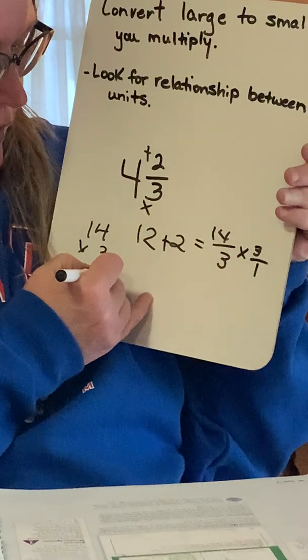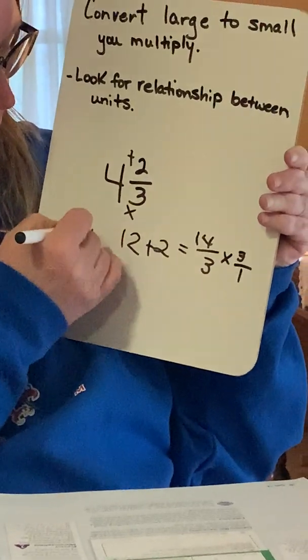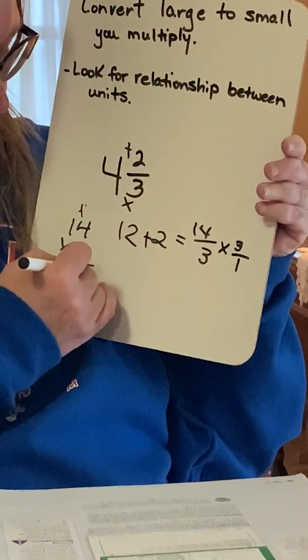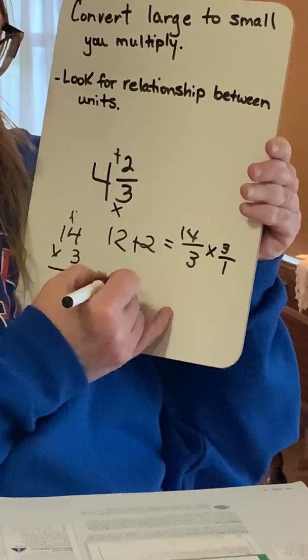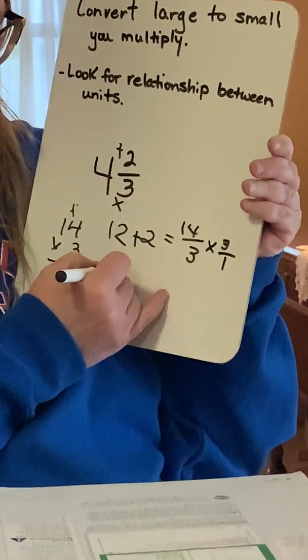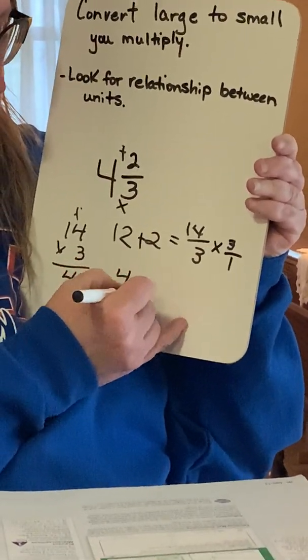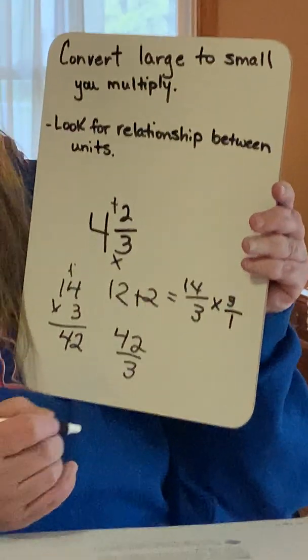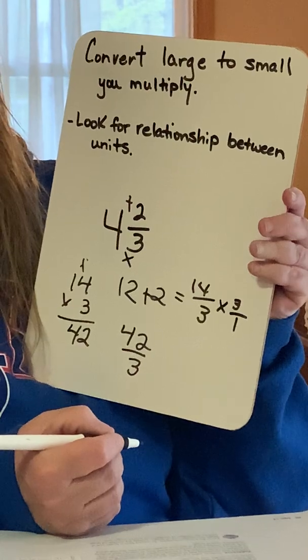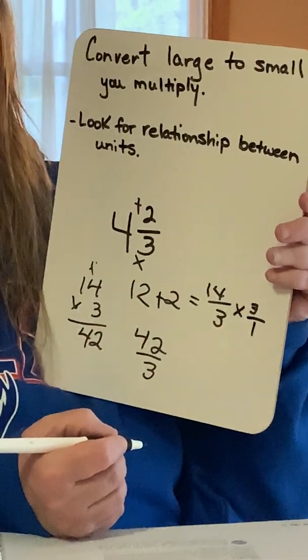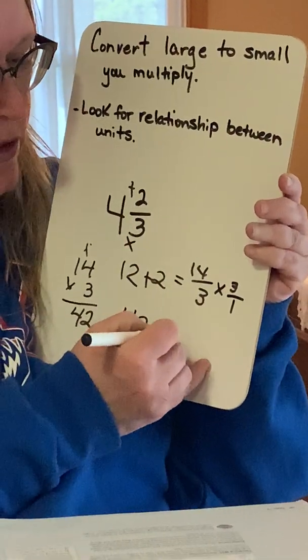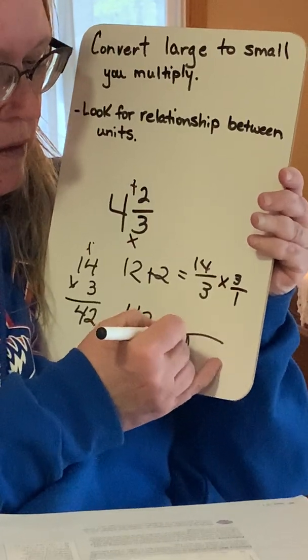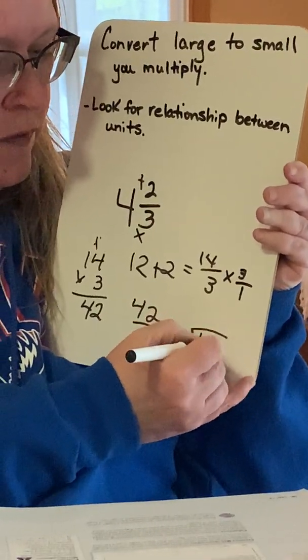And you get 12, 3, 4. You get 42. So you're going to have 42 over 3. And now you've got to see how many 3s you can pull out of 42. For most of you, you're going to do it by division, 3 into 42.